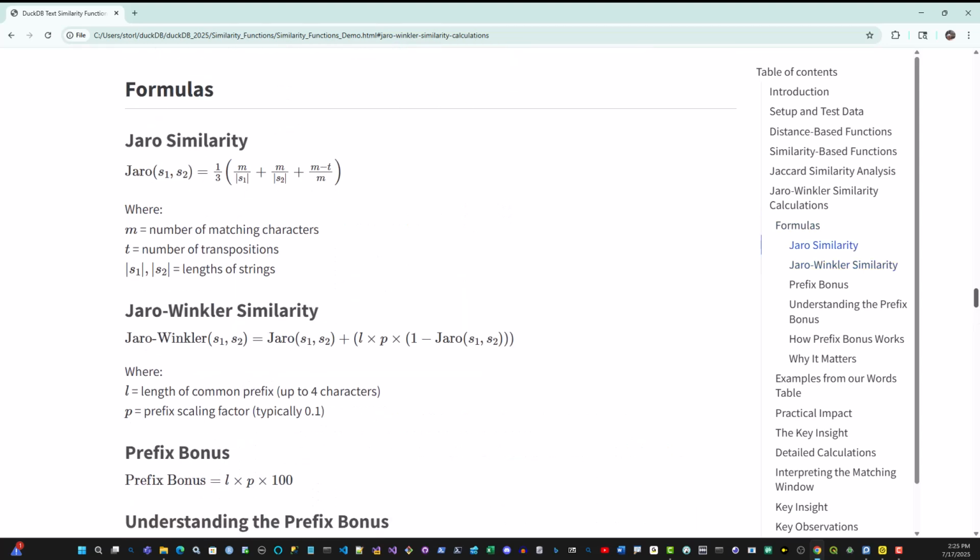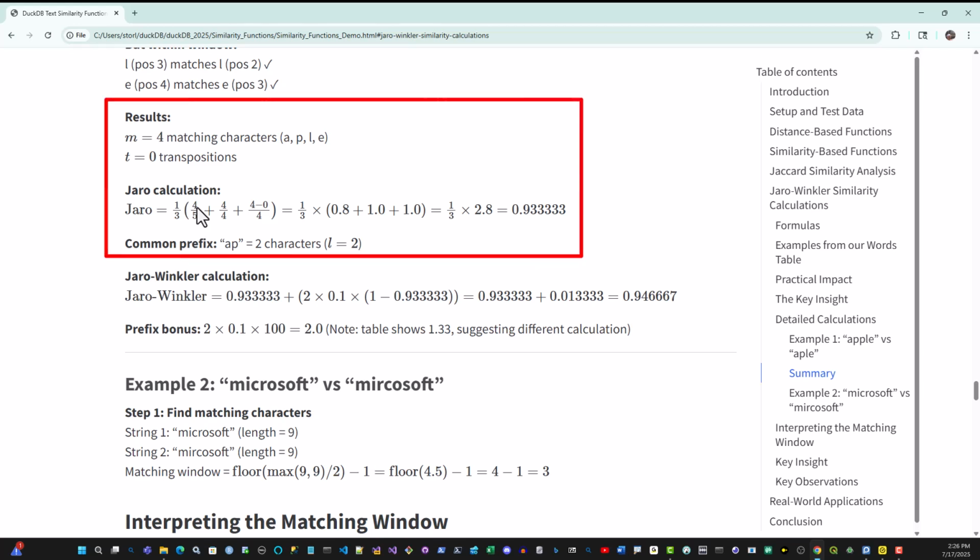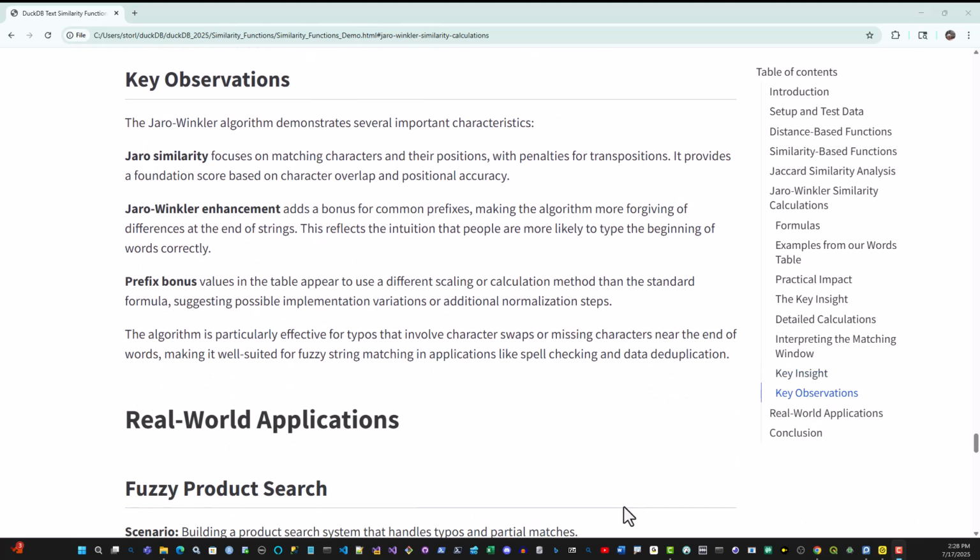And then the third one, because there are no transpositions here, that's 4/5 for APLE over APPLE, 4/4 for APLE over APLE. And then because there were no transpositions, it's 0. So then it becomes 4 minus 0 over 4. So that becomes 1/3 times this. 4/4 is 1, 4/4 is 1, times 0.8, 4/5. And that becomes 0.9333, etc.